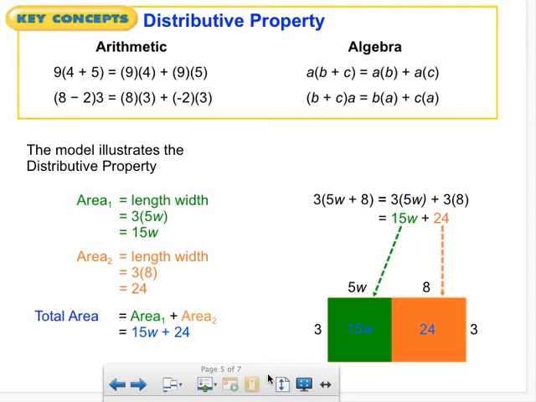So for distribution property, if you notice right here, I have 9, and this is really similar to what we did in the warm-up. So here's 9, and then you see 9 right here, right? That's distribution property. I'm not going to go too much into reteaching that, but I want you guys to understand what's happening to the 9, okay? I'm multiplying to each term inside of the parentheses.